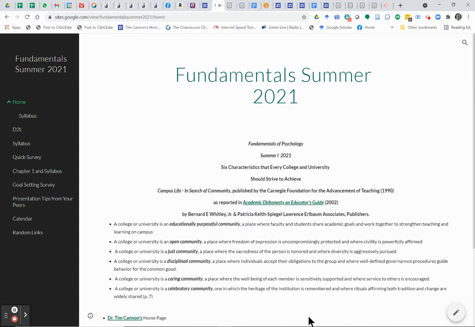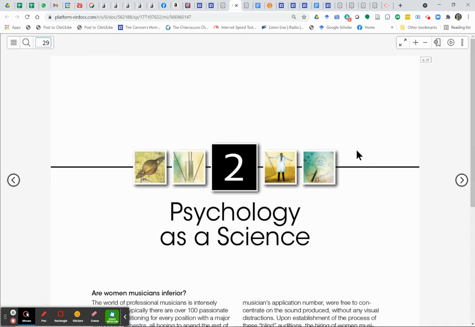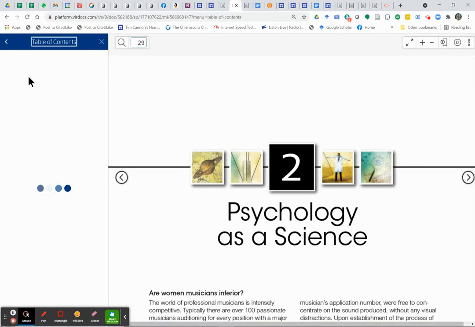I need to start the textbook, which is here. And here's the textbook. This is Learning and Behavior, which I just finished teaching recently. And we start reading. I'm not sure where I was when I last did this. I'm at the end of chapter 2. So I'm going to go back to the beginning of chapter 1.